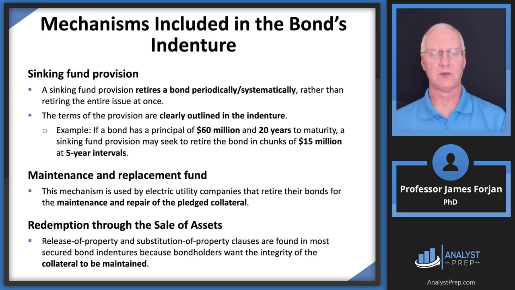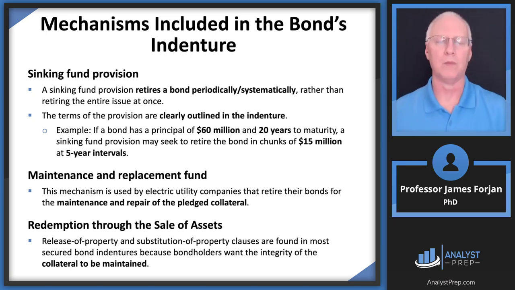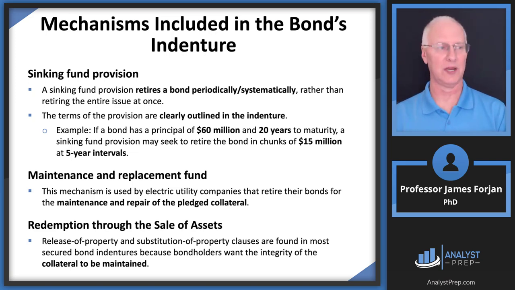Maintenance and replacement fund. So think about this. Here's the example that I give my students all the time. We have collateral. Sometimes that collateral can be the actual physical asset that we buy, like a building or a piece of machinery or technology. Sometimes it could be a share of stock or a bond. But if it's a building and we have an event, an earthquake or something, we might have to repair it. We might have to maintain it.